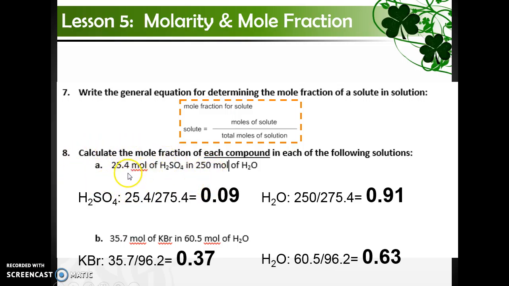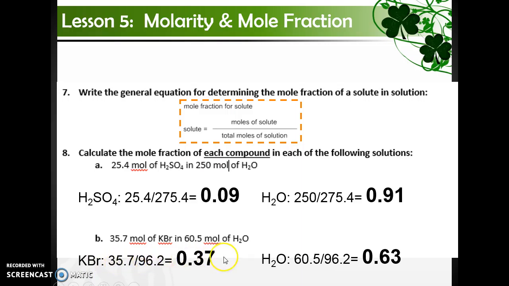The most common mistake I see here is just taking the 25.4 and dividing it by the 250. You can't do that. You have to divide it by the total solution, so you have to add up these 2 numbers. For H2O, you want to take the moles of H2O, which are 250, and divide it by the total moles of solution, which is the 275.4. And these are the values you should get, 0.09, 0.91. And these two should add up to 1, because that would be the total amount of solution.